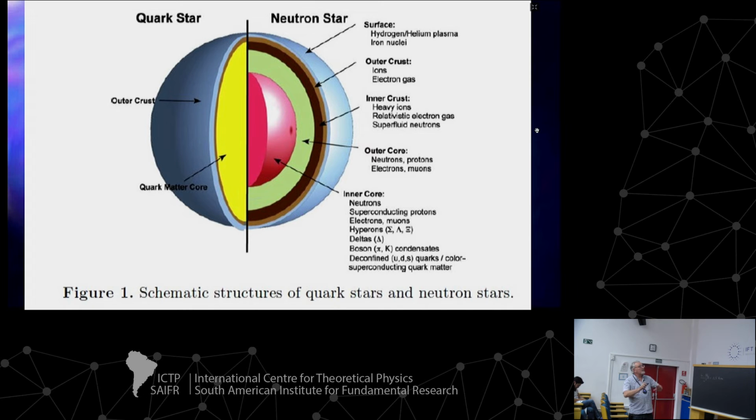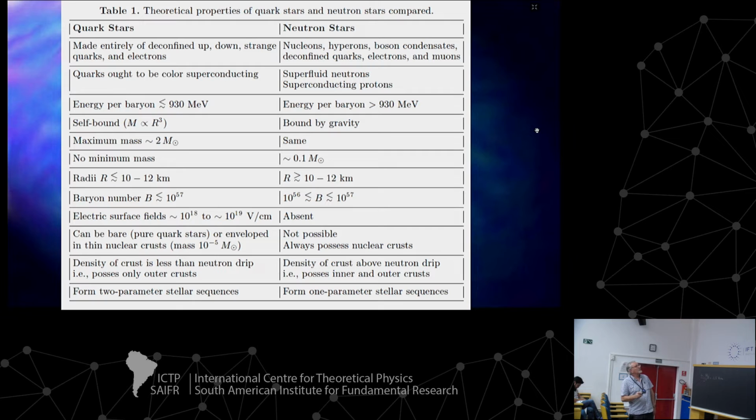So I think I have here a slide. It's too long, but if you want, I will go slowly, okay? So, quark stars: the most important difference is, of course, that they are made of quarks, while neutron stars are made of neutrons, protons, and electrons. But maybe the most important is that quark stars are bound essentially by the nuclear force.